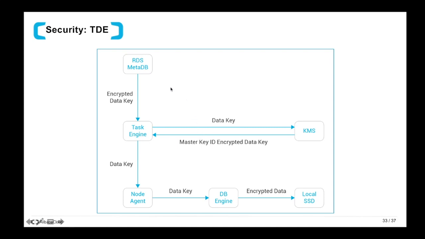Data keys are managed automatically in RDS metadata. The master encryption key is stored in a centralized key management solution. Here, Alibaba Cloud provides a product called KMS. KMS is a secure and easy-to-use management service provided by Alibaba Cloud.